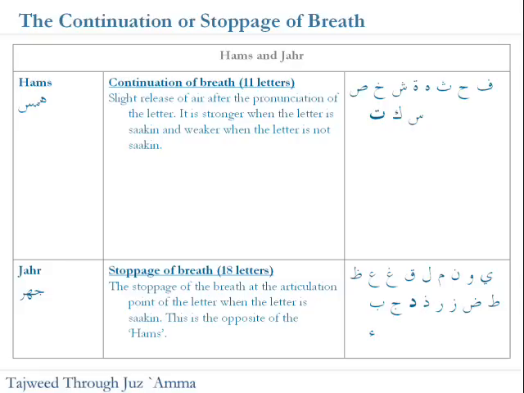Then we have the stoppage of breath. The stoppage of the breath at the articulation point of the letter when the letter is sakin, and this is the opposite of the hams. So the example is the dal. We'll take the example of saying mid-deen. What you have to avoid is saying mid-deen with a d, like the letting of air through. So you have to be careful not to let the air through, so you're not allowed to do the hams. So again, it would be mid-deen. And this is one of the topics that you will have to train with a tajweed teacher in order to perfect.